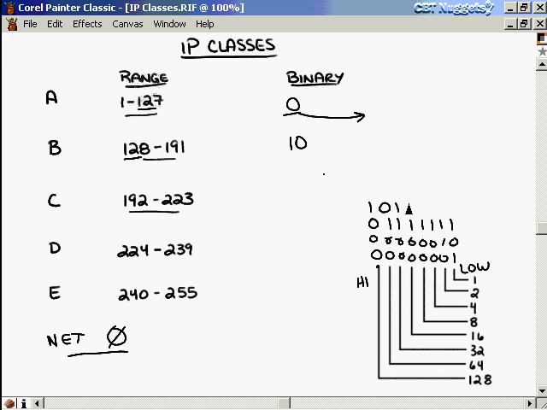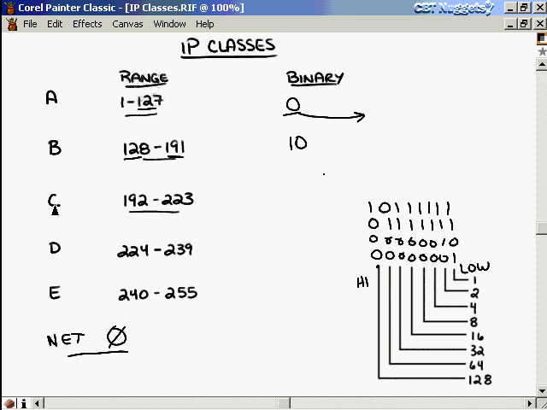If the rest of these are 1s here, then I'm going to have a value of 191. Let me explain that. I have 1 plus 2, which is 3, plus 4 is 7, plus 8 is 15, plus 16 is 31, plus 32 is 63. If you add that to 128, you come up with 191, which is the high end of this range.